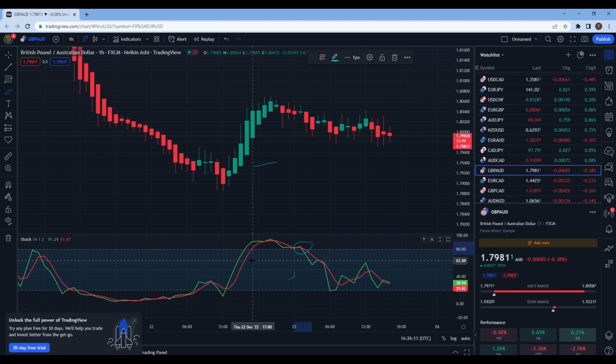And the second confirmation, you have to be waiting for these candles to be red for the short one, and for the long one, this is the crossover and this is the green candle. It must be green with no wicks in the bottom.